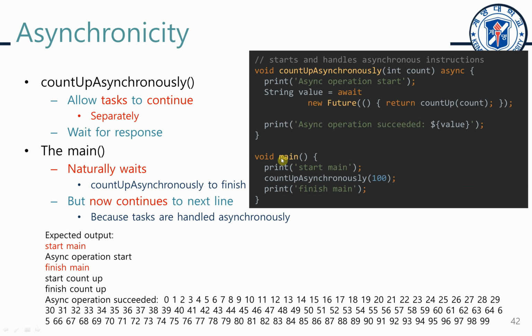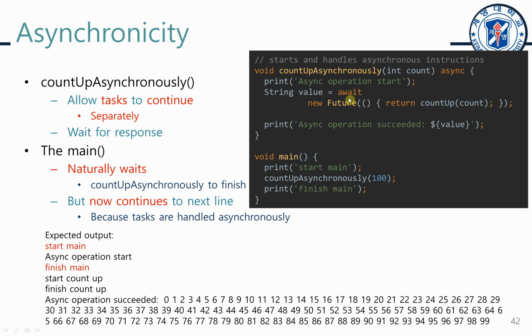Okay. So from main, what are we going to do? We start our main, and then we call this function, the count up asynchronously function. When we call this function, it will come here, and this method knows that, oh, okay, I am a method that is going to be executed asynchronously. And then even if this is async, this part of it is going to be executed sequentially.